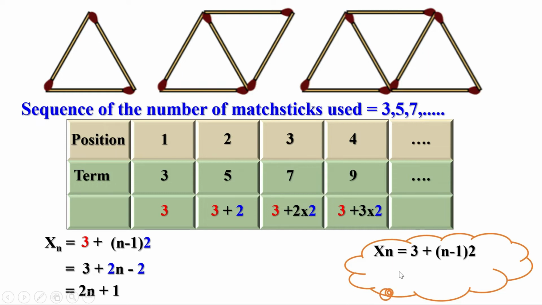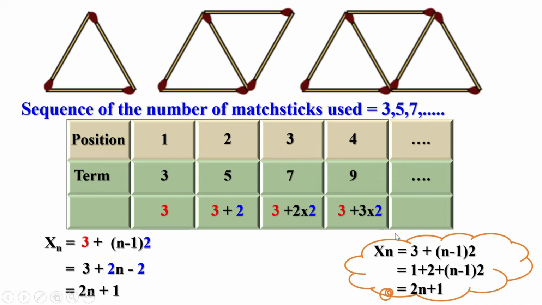Now 3 can be expressed as 1 plus 2. So it can be written as 1 plus 2 plus (n minus 1) times 2. That is, one 2 plus (n minus 1) times 2. So total how many 2's are there? Lastly you can see n minus 1 2's, and before that there is one more. So altogether there are n 2's. So you can write n 2's, that is 2n plus 1.